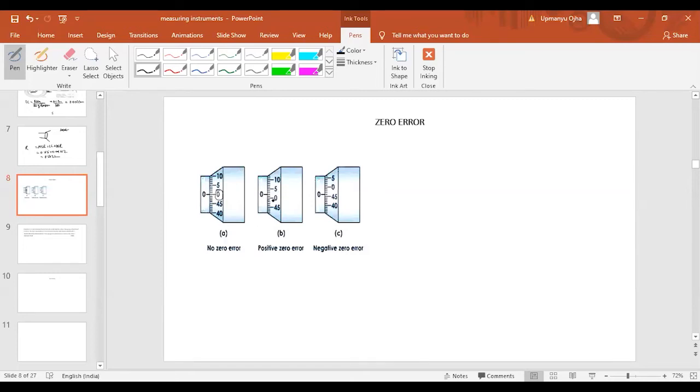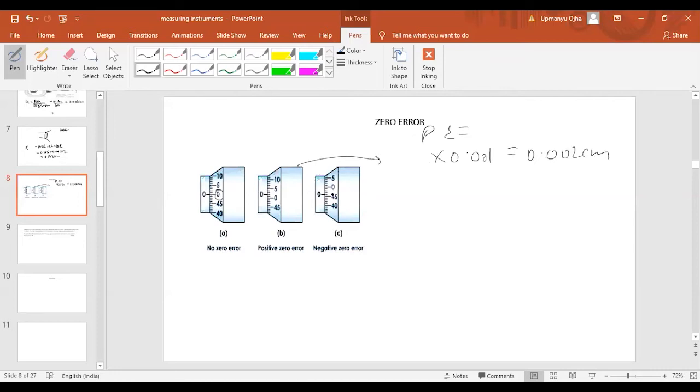Now positive error means when the zero of the circular scale is lying below the reference point. Which part of the circular scale is coinciding? The second part is coinciding. So the zero error will be equal to 2 into 0.001 centimeter, or 0.002 centimeter. This is the positive error in the screw gauge.